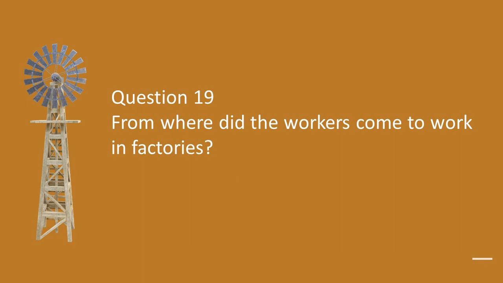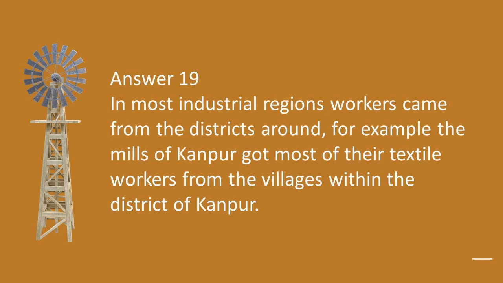Question number 19 is, from where did the workers come to work in factories? Answer to question number 19: in most industrial regions, workers came from the districts around. For example, the mills of Kanpur got most of their textile workers from the villages within that district of Kanpur.